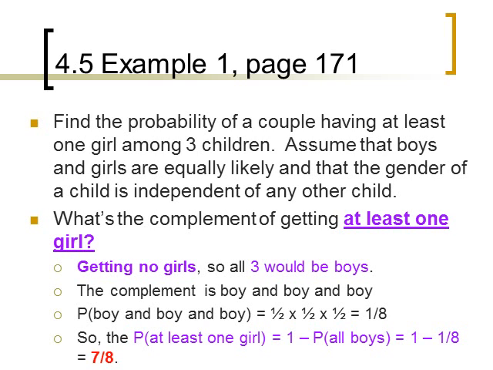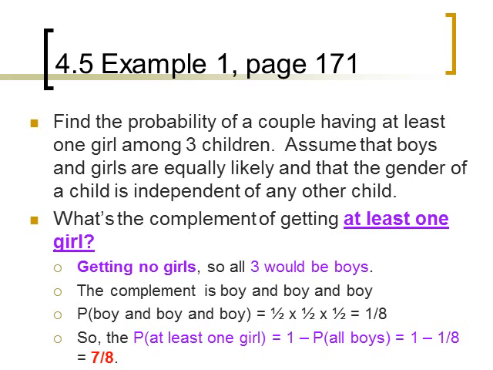This is example 1 on page 171. We want to find the probability of a couple having at least one girl among 3 children. Assume that boys and girls are equally likely and that the gender of a child is independent of any other child, meaning that gender is not influenced by previous births. So we're looking at the probability of a couple that has at least one girl among 3 children.